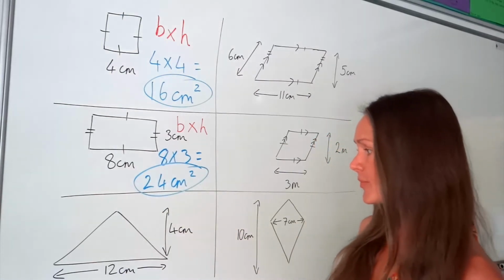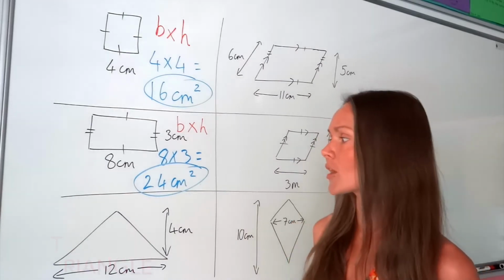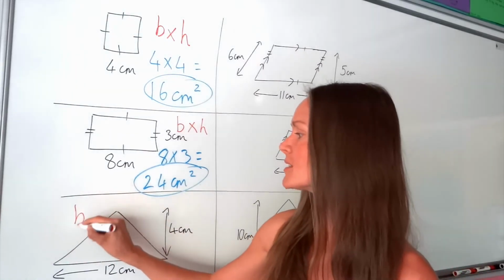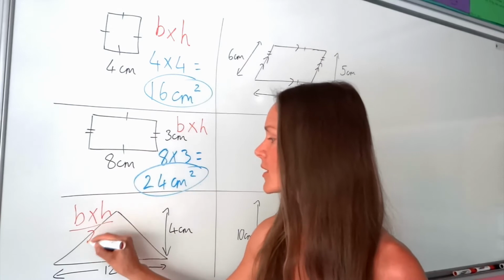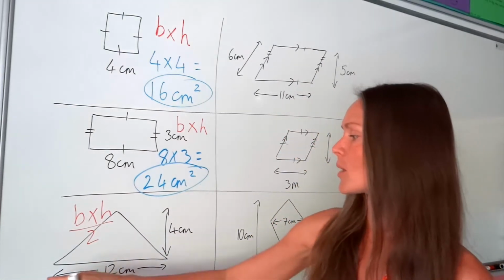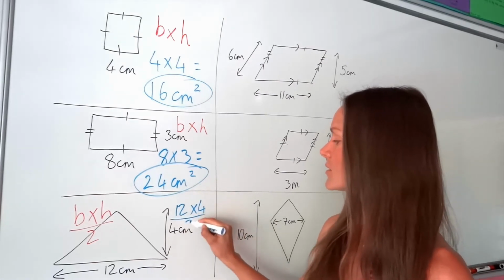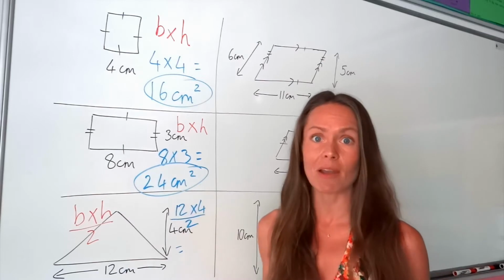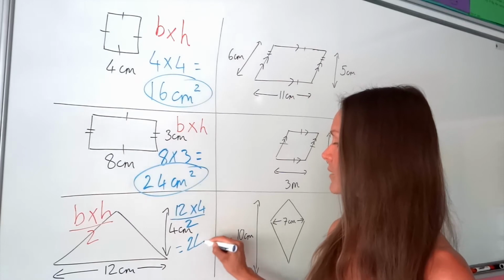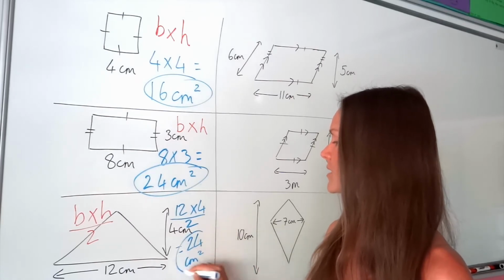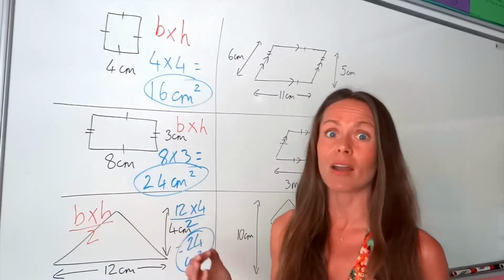Okay, now, here we've got a triangle. The formula is different now to work out the area of a triangle. We multiply the base by the height, but we also have to divide the answer by 2. For this one, the base is 12, the height is 4, and then divide the answer by 2. So 12 multiplied by 4 is 48, and if I divide that answer by 2, I get 24 centimeters squared. Remember when you're working out the area of a triangle to always divide by 2.